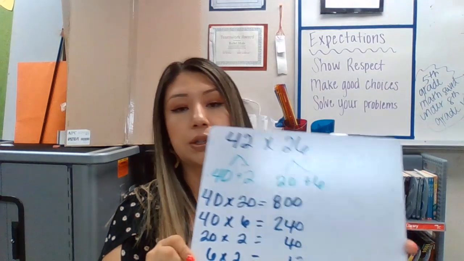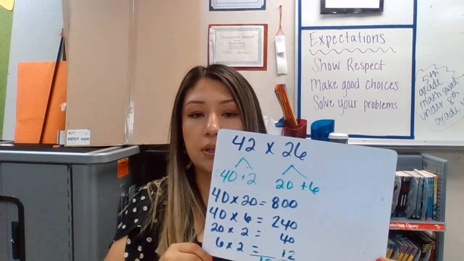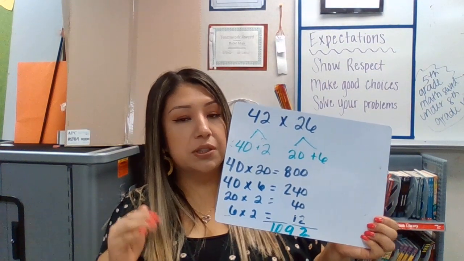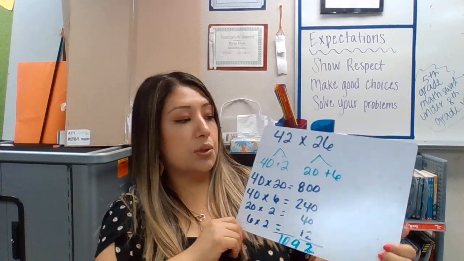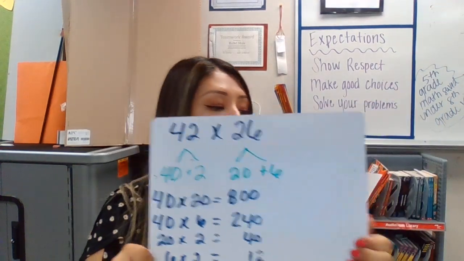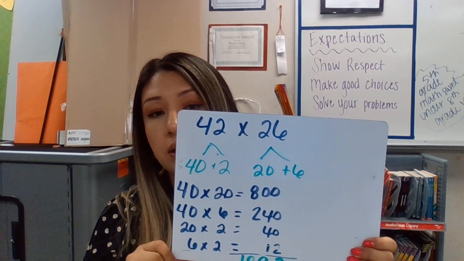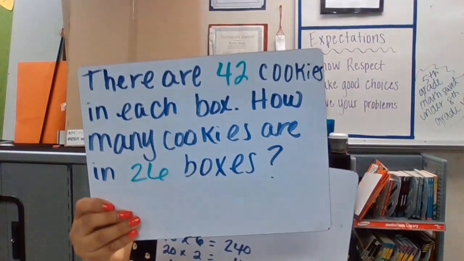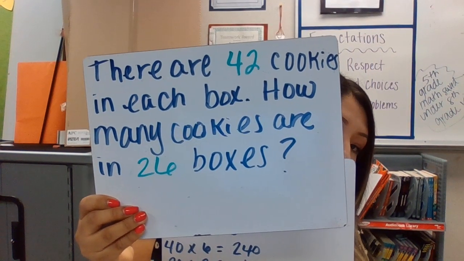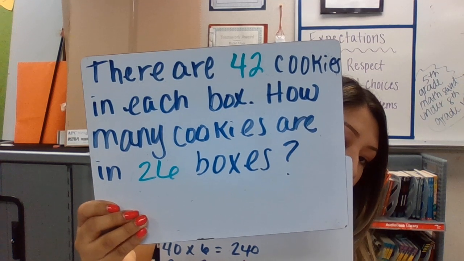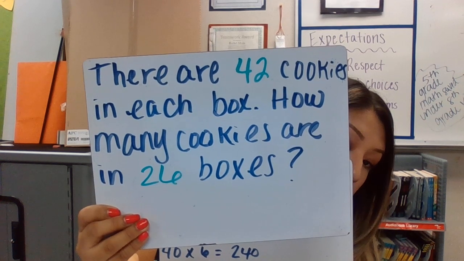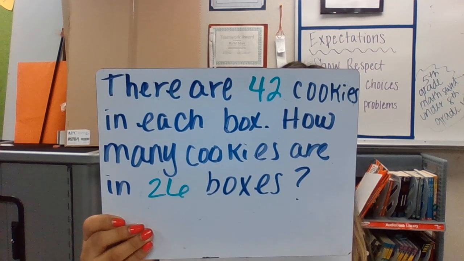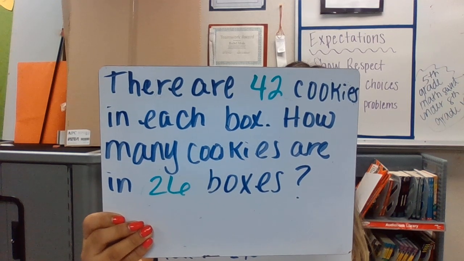This is where I review the skills that we've learned. That's why earlier in the video I said I'm going to show you how to solve the problems, but a little bit later in the video. This is the time where I'm going to show you how to solve them, and I'm going to use the numbers from my story problem. Again, we have 42 cookies in each box. How many cookies are in 26 boxes? This is the story problem, and this is where I'm getting my numbers from.